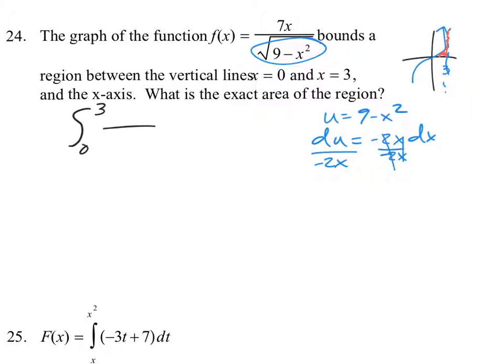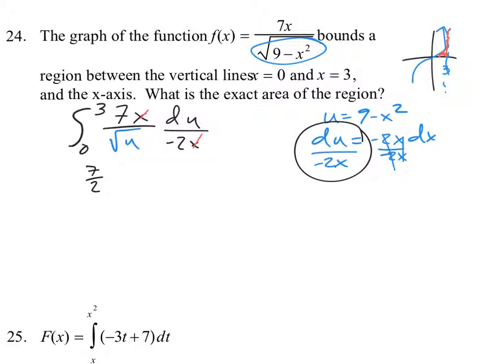Okay. So when you plug this all back in, you have a square root of u on the bottom, a 7x here, and instead of dx at the end, you would have what dx is equal to, which is du over negative 2x. That means these x's will cancel each other out. You can move the 7/2 out front. You have the integral, and you have to plug in your 0 and 3 here into this u thing.